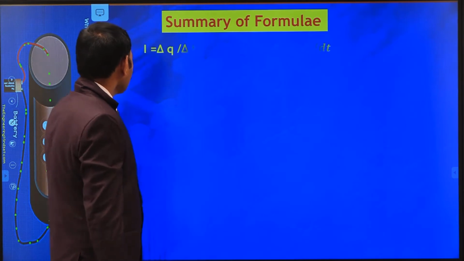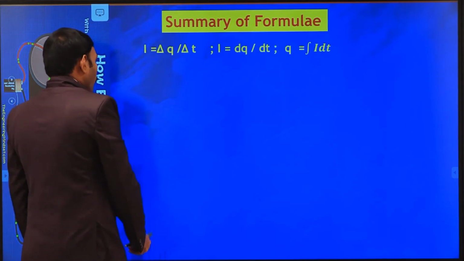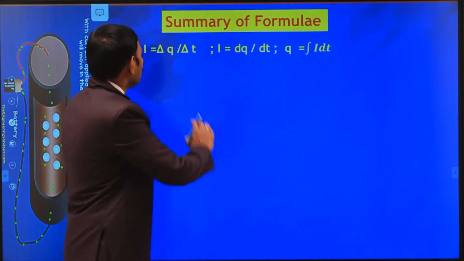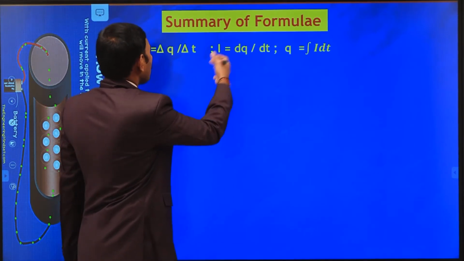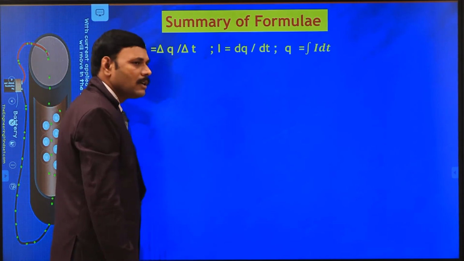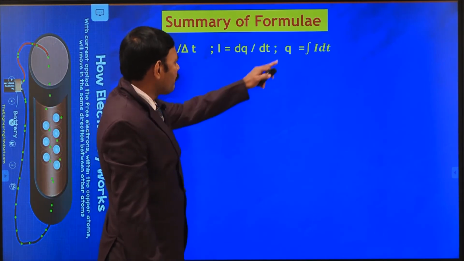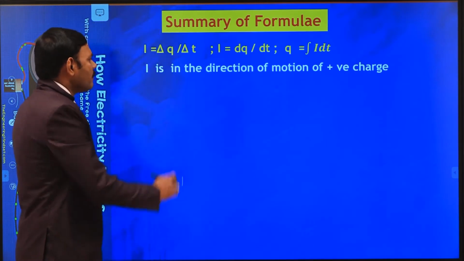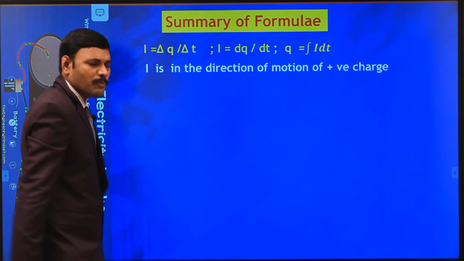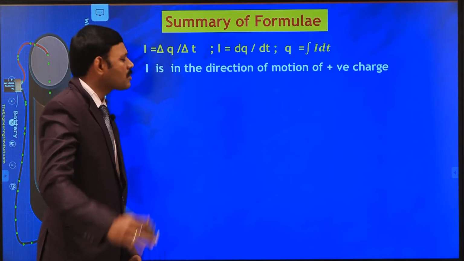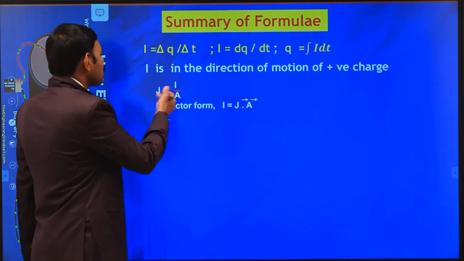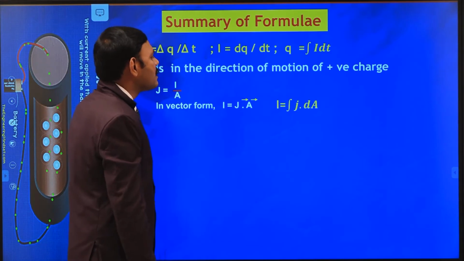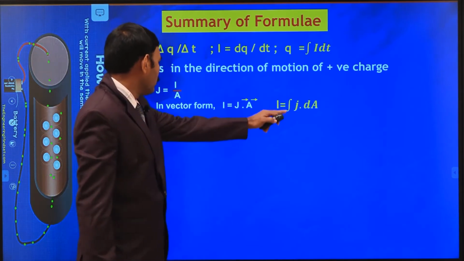So here the first formula is that current is the rate of flow of charge, delta Q by delta T, or to find instantaneous current, it is calculated by dQ by dt. On cross multiplying and taking integration, we find the charge flown, Q is equal to integral I dt. So we concluded that current is in the direction of motion of positive charges, or opposite to the direction of motion of electrons, and current density is I by A, or I is equal to J dot A, in integration form integral J dot A, where J is a variable quantity.